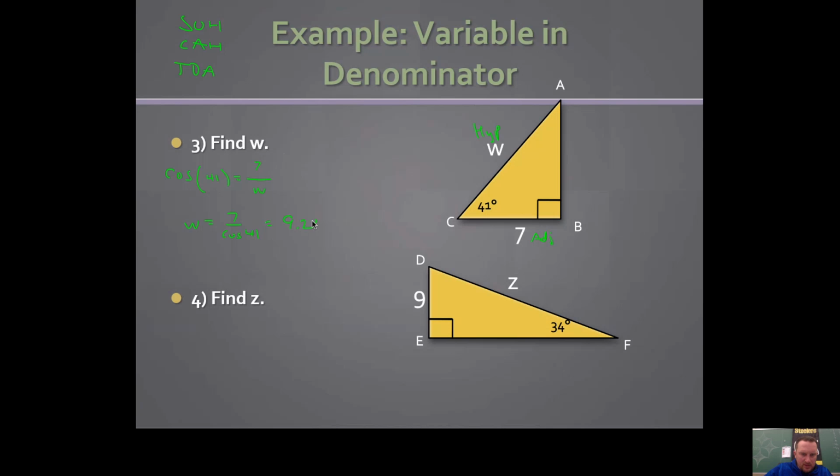Make sure you're typing this into your calculator or your phone and you're getting the same answer. That way you know that you are doing it correctly. Now remember, if you didn't want to use this 41-degree angle, you could have come up here and used this angle up here. This angle is 49 degrees. But when you use this angle, that changes this to opposite. So you'd be using sine instead. So 7 divided by sine of 49 better give you the same answer. And it does.